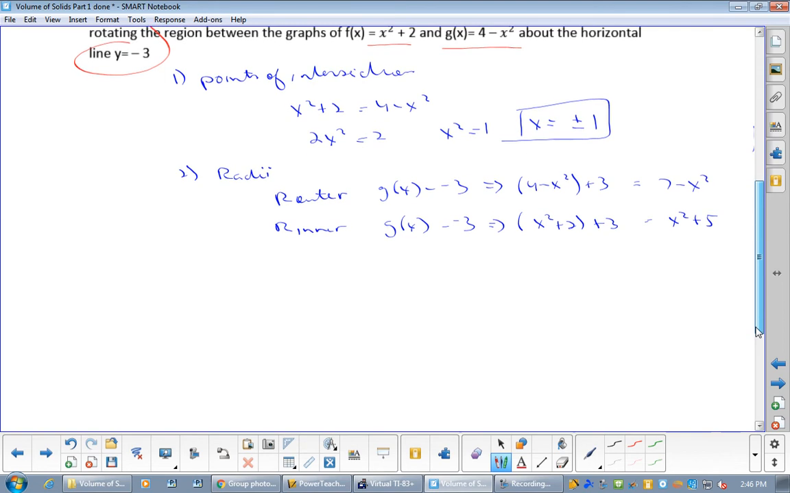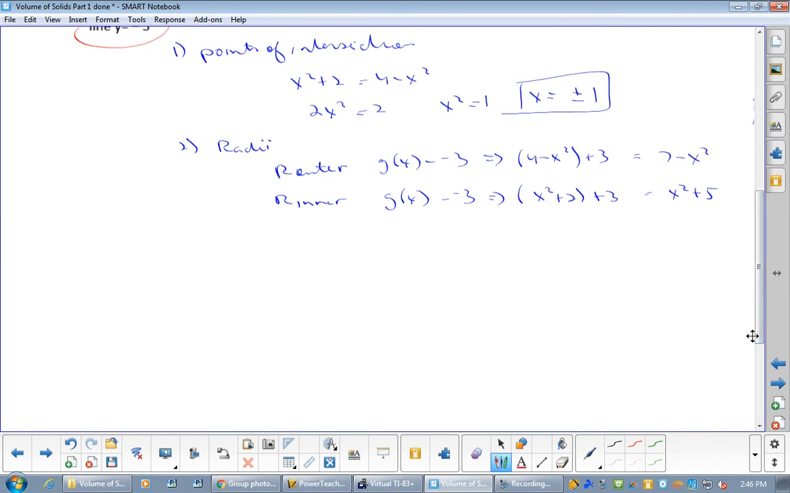So let's go find the volume now. Volume about y equals -3 equals pi, integral from -1 to 1. We're going to go r squared the outer minus r squared the inner, dx.